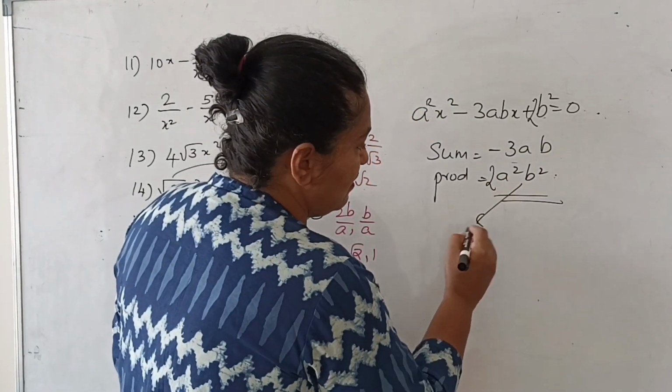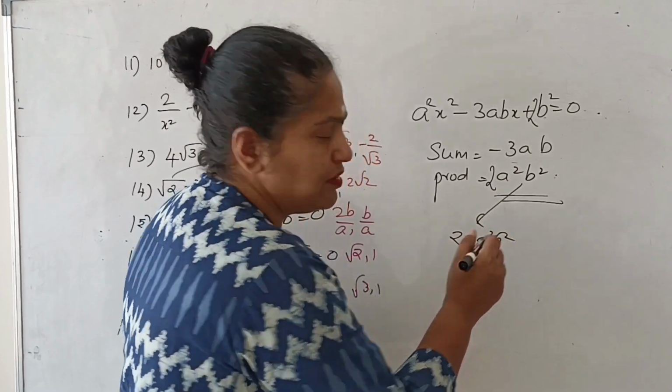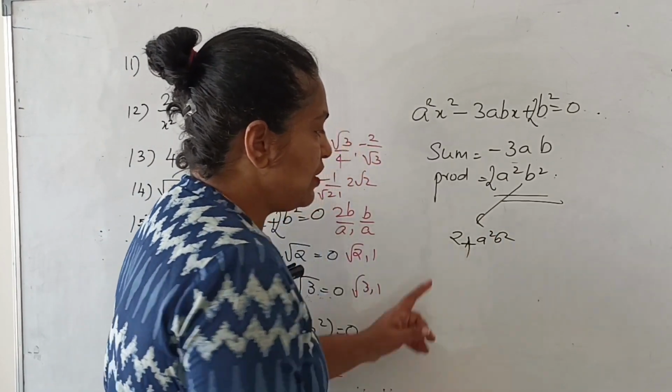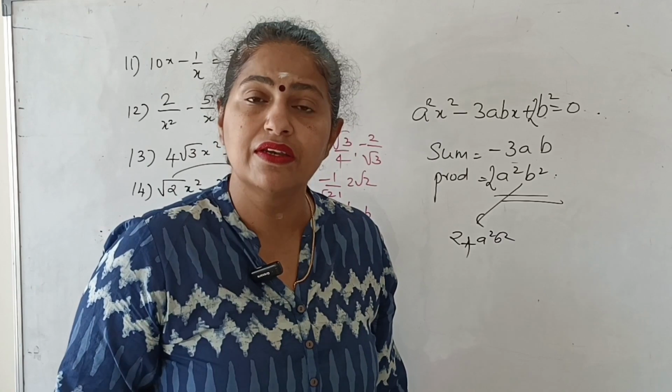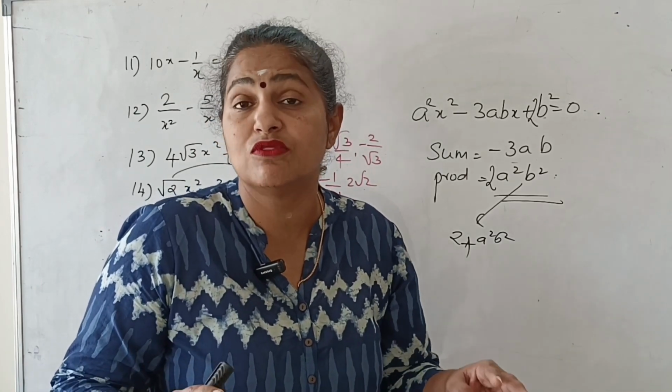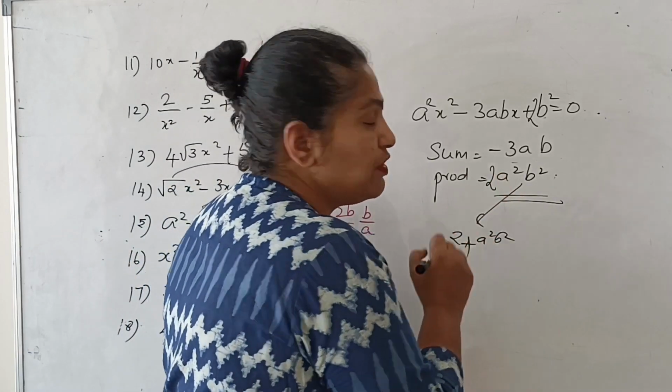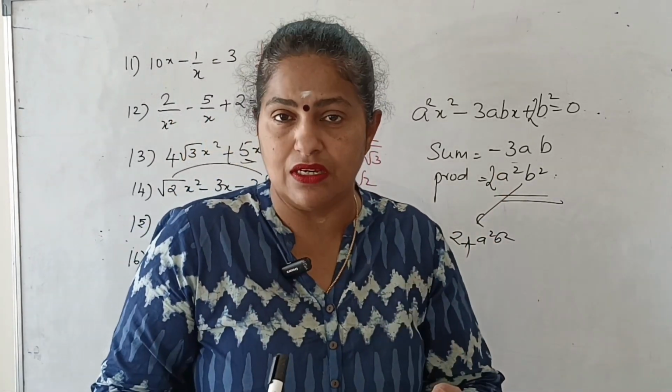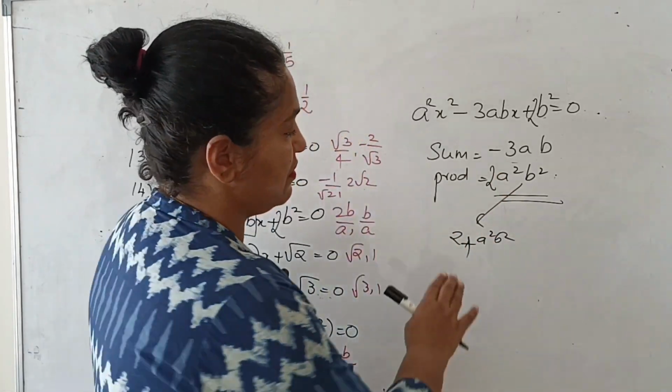Suppose I am splitting this as 2 and a square b square. But I am not able to add. I cannot add a number and a variable. Correct? So I can add only variable terms that are like terms together. So both of the factors should have the ab term. Now let us split the factors.